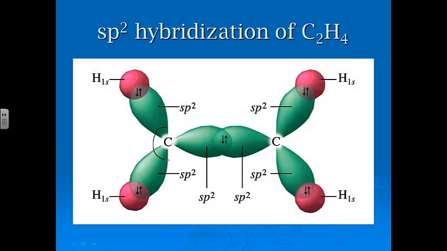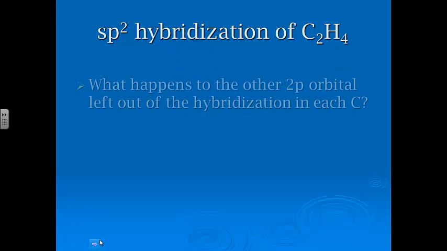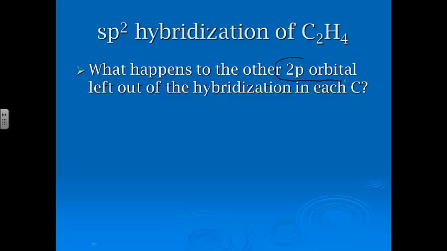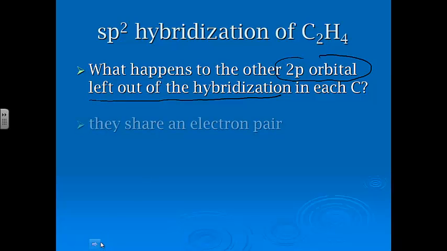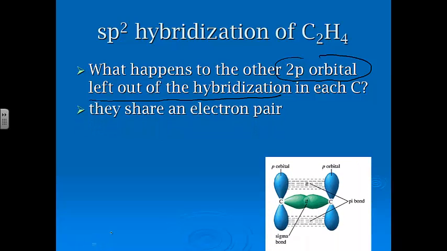Well, again, here is that carbon. Here's one sp2, here's another sp2, here's another sp2, that all form. But what we also have is what happens to the other 2p orbital that did not get included in the hybridization, or that gets left out. Well, it shares an electron pair. And so what you have is above the carbon, you've got a p orbital here and a p orbital here, and they share this electron pair between them.